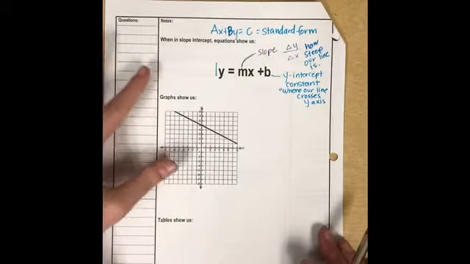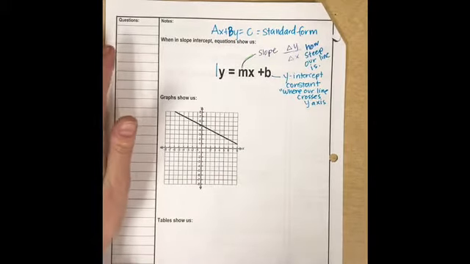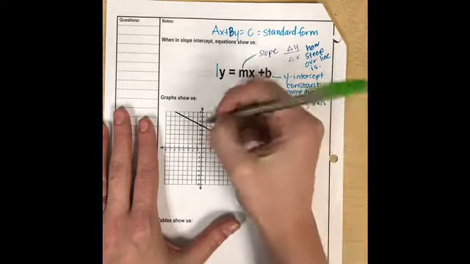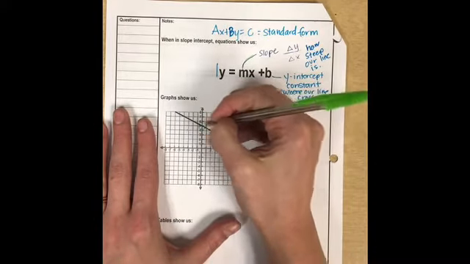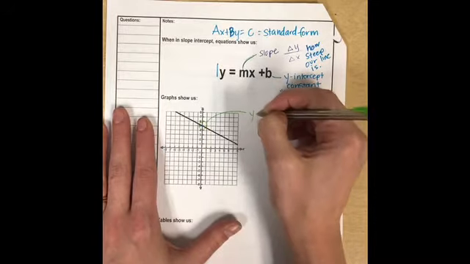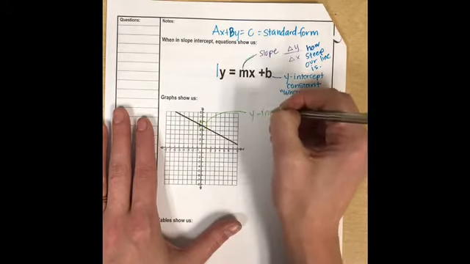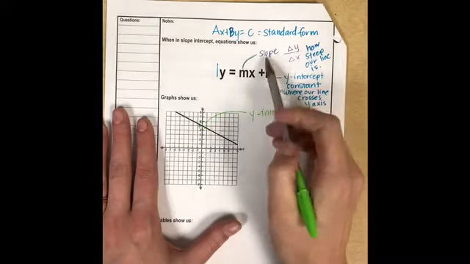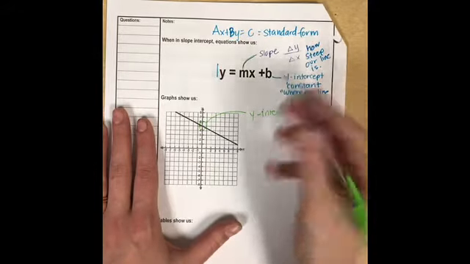Graphs can show us lots of things too. We talked about just a second ago how this y-intercept is where our line crosses our y-axis. So right there, that is my y-intercept. And it's also telling me my slope, or my change in y over my change in x.